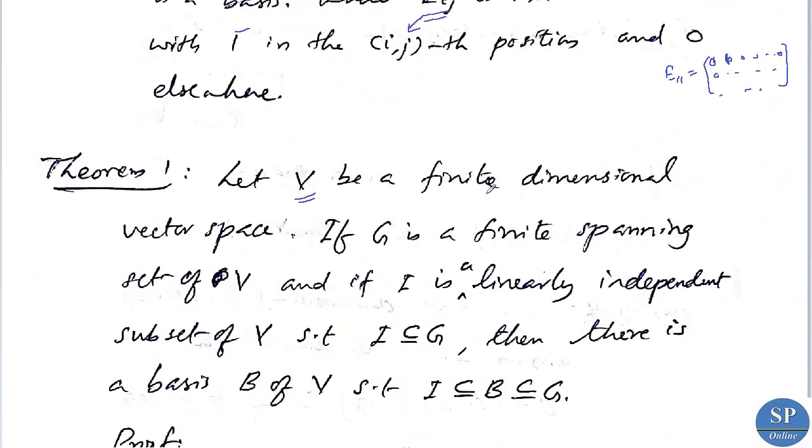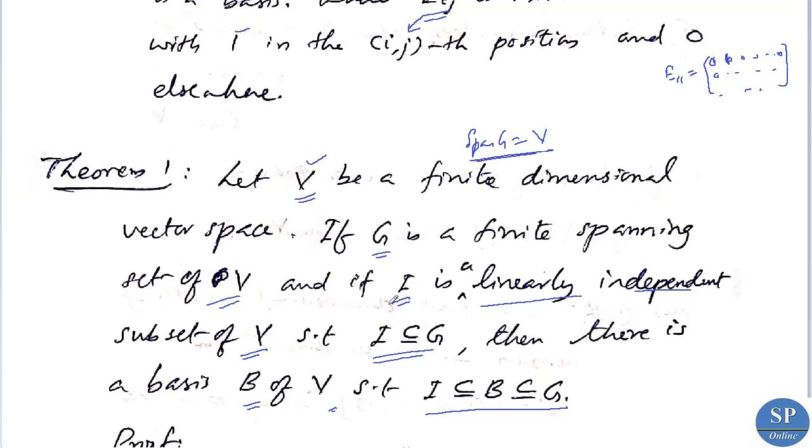Let V be a finite dimensional vector space. If G is a finite spanning set of V, that is, span of G is equal to V, and if I is a linearly independent subset of V such that I is a subset of G, then there is a basis B of V such that I is a subset of B, which is a subset of G. That is, the theorem says that suppose we have a finite dimensional vector space V, that means any basis of V contains a finite number of elements, and G is a finite spanning set of V, that means G is a finite subset of V, and span of G is equal to V, that is, G spans V.